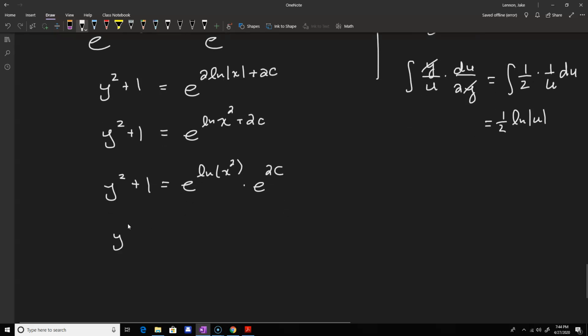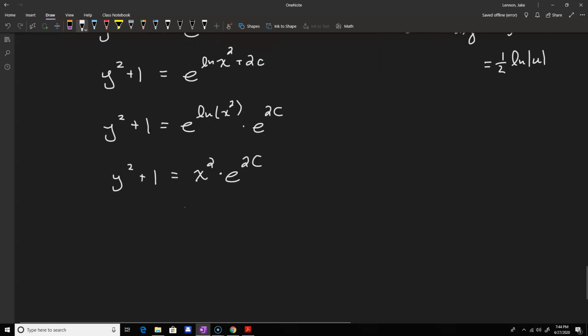Okay, so then we have y squared plus 1. E to the natural log of x squared will cancel, so we'll have x squared times e to the 2c, which is really just an arbitrary constant. So we can actually solve for y squared now by subtracting 1 and then taking the square root. So y is equal to the square root of x squared times e to the 2c minus 1.